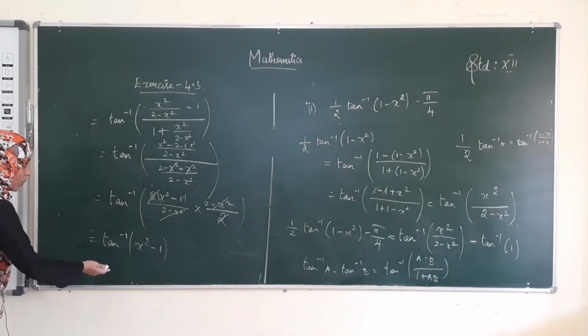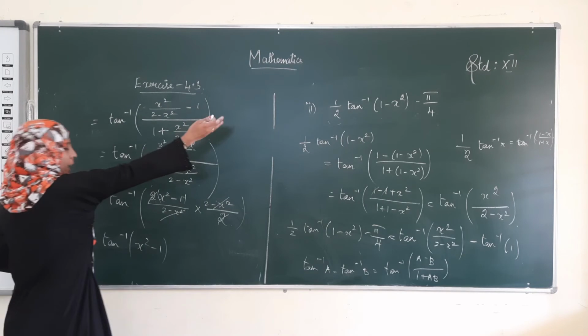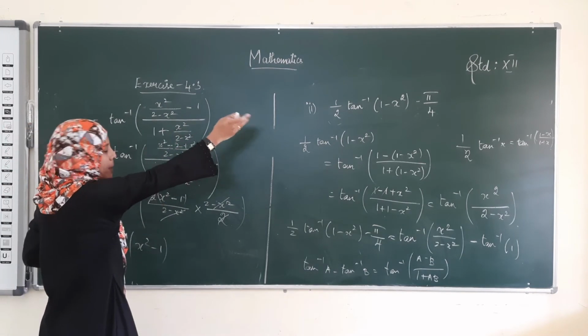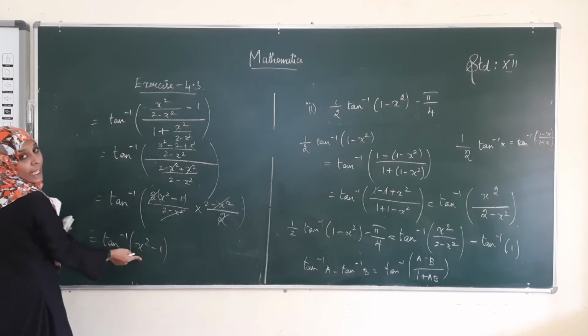Okay, now we have solved this. That is, 1 by 2 into tan inverse of 1 minus x squared, minus pi by 4, is equal to tan inverse of x squared minus 1.